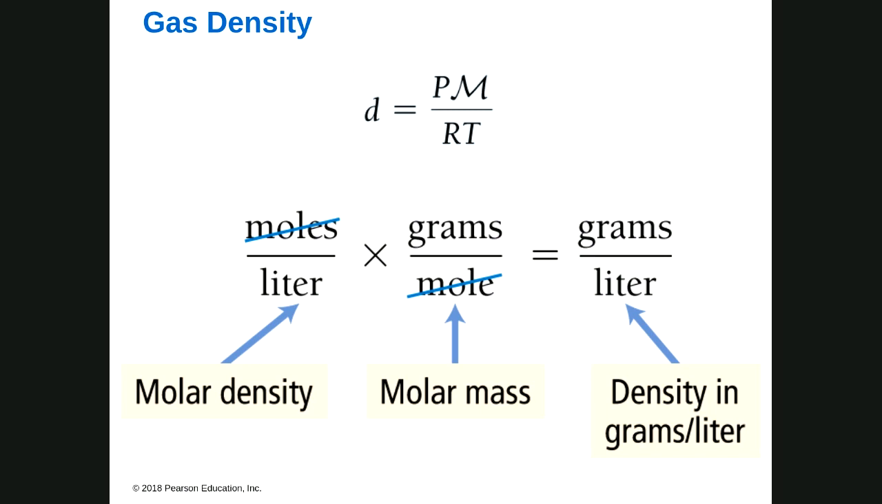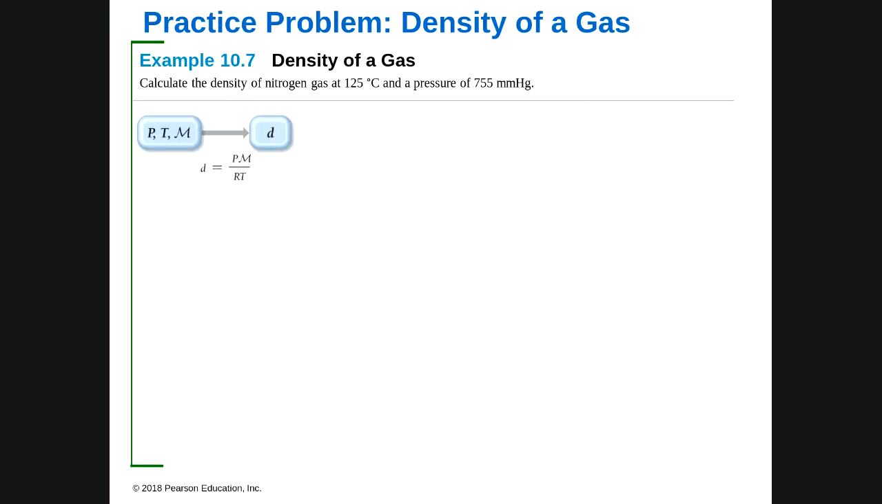Okay? So density in grams per liter is P times M, molar mass, divided by RT. So all of that for that formula. All right, so calculate the density of nitrogen gas at 125 degrees C and a pressure of 755 millimeters mercury.